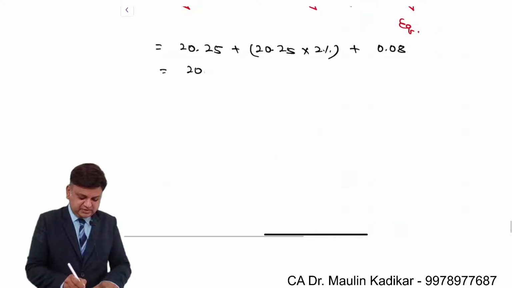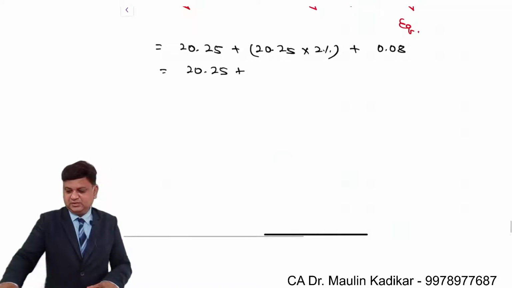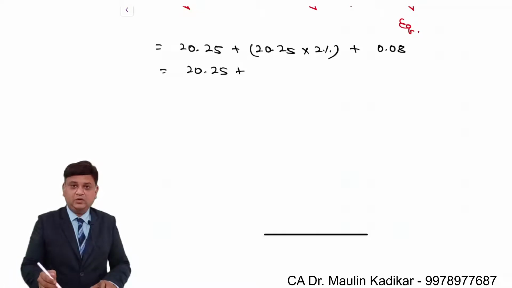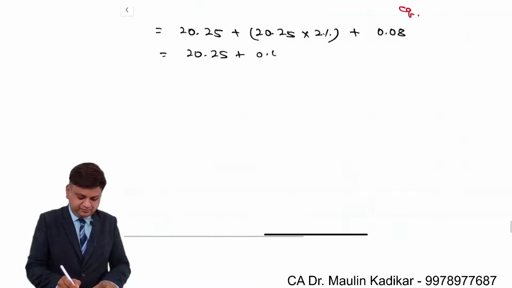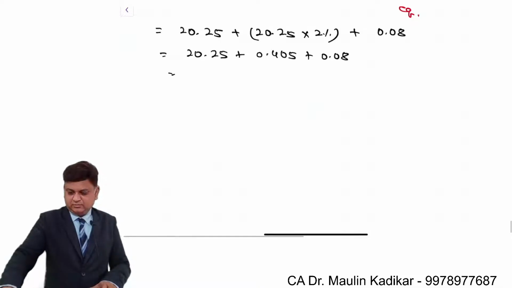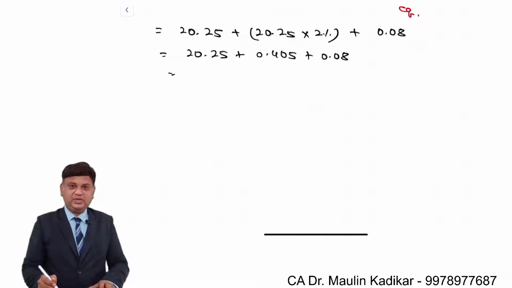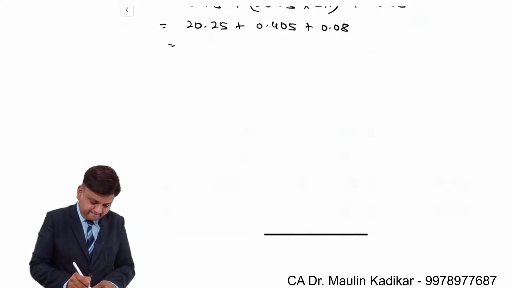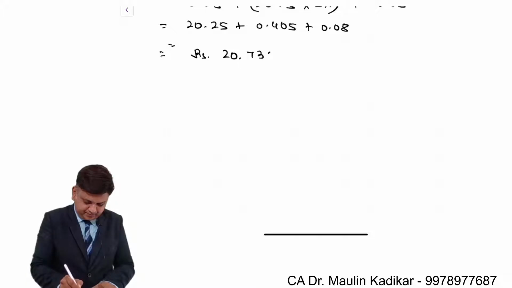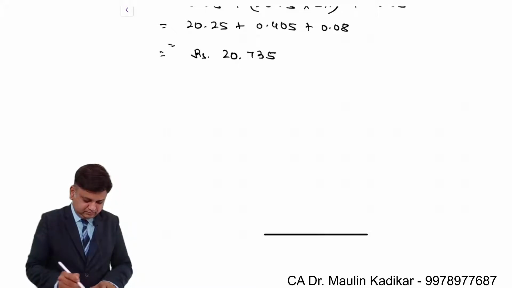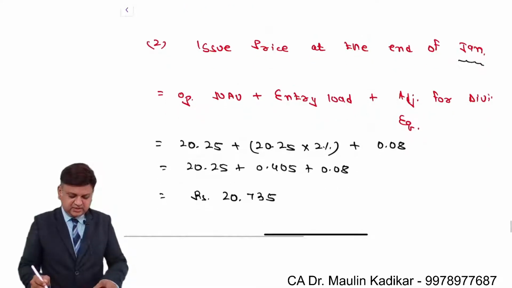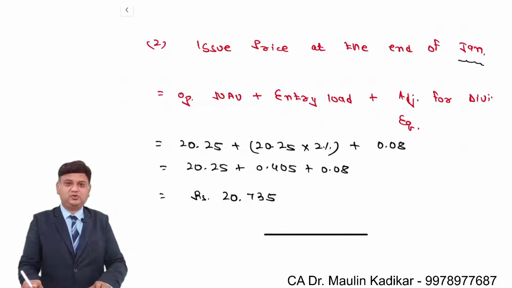20 rupees 25 paise plus 40.5 paise plus 0.08. That is 20.735. This is the way the issue price at the end of the January is supposed to be found.